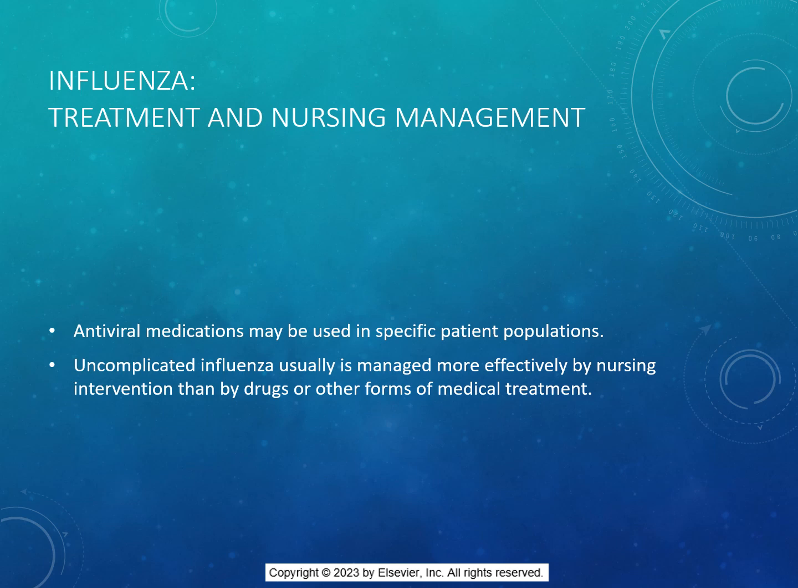If a person is known to be at a high risk of influenza and has been exposed to type A, the healthcare provider may choose to provide prophylaxis with an antiviral agent such as Symmetrel, Flumadine, Relenza, or Tamiflu. These drugs need to be started within 48 hours of the onset of symptoms. Uncomplicated influenza can typically be managed more effectively by nursing interventions than by drugs or other forms of medical treatment.